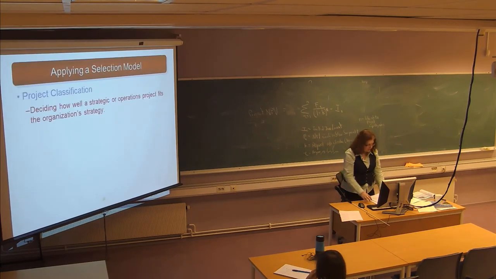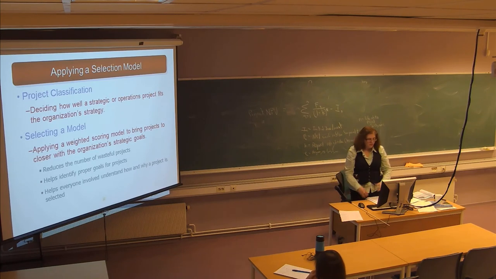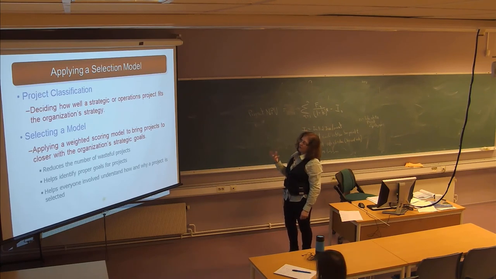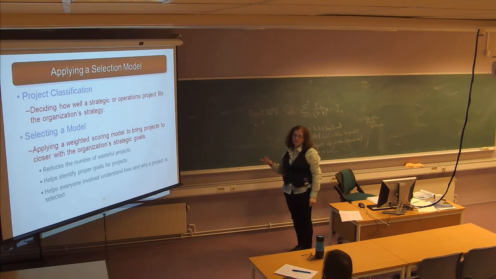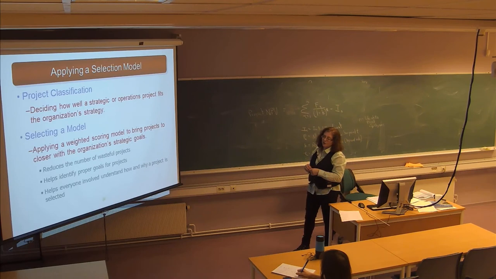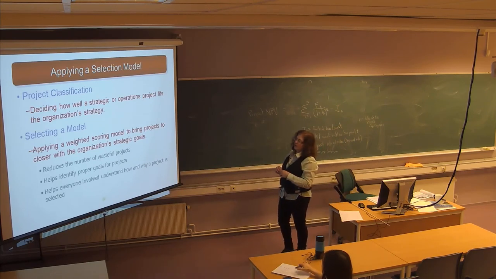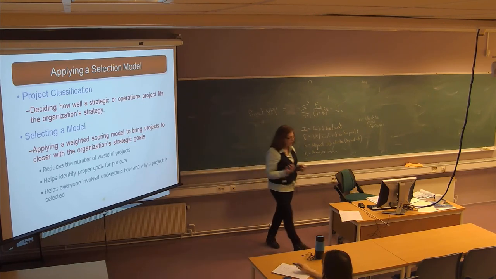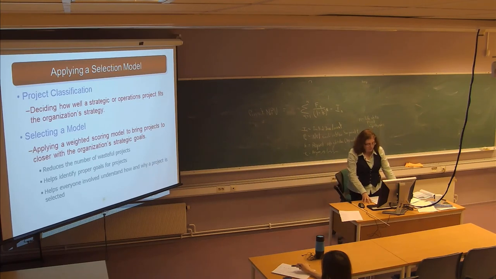And I think one of your questions in the exercise has to do with using these models as well. So applying the selection model, you first need to decide what type of classification it is. Is it strategic, operations? If it's compliant, you're going to do it anyway. Then out of the ones that are strategic and operational, you also have to apply a selection model. You apply the weighted scoring model to bring projects closer to the organization's strategic goals. The idea might be to reduce the number of wasteful projects, identify the proper goals for the projects, and help everyone understand why those projects were selected. So later on you have buy-in and people accept that these projects have resources assigned to them.